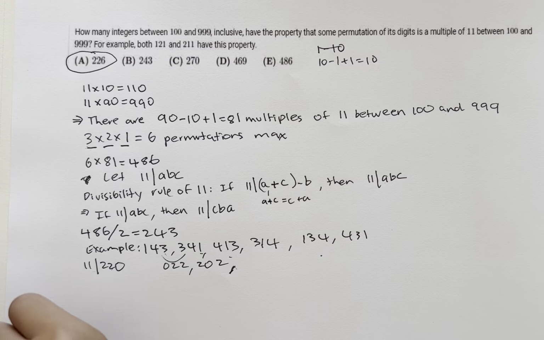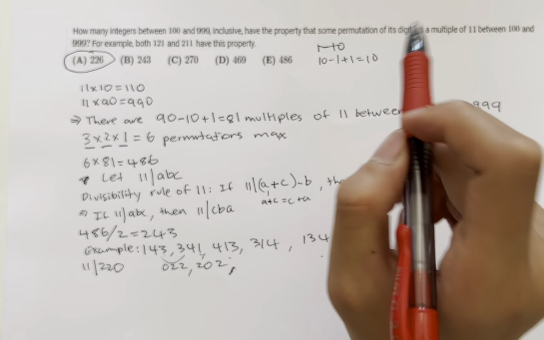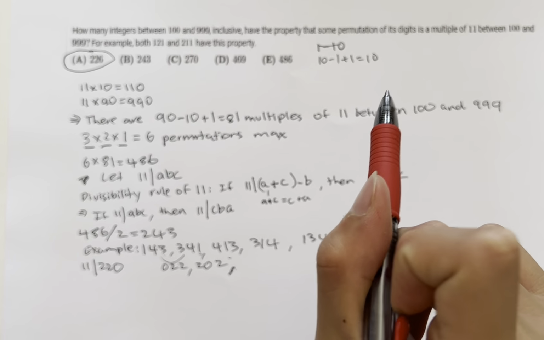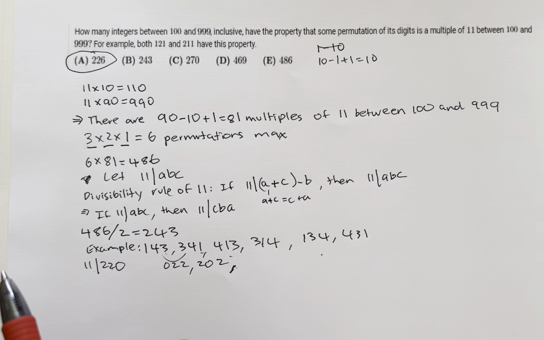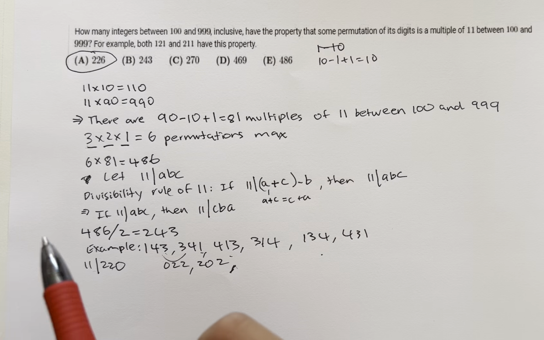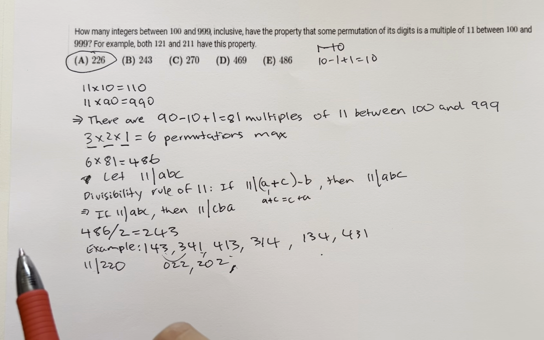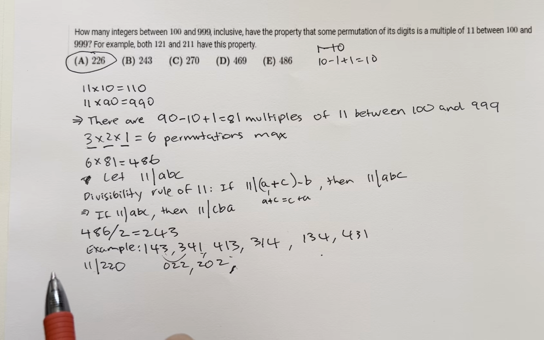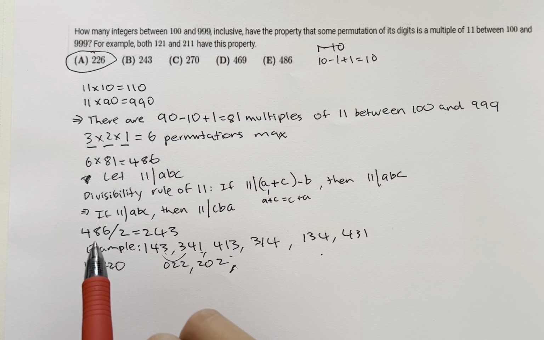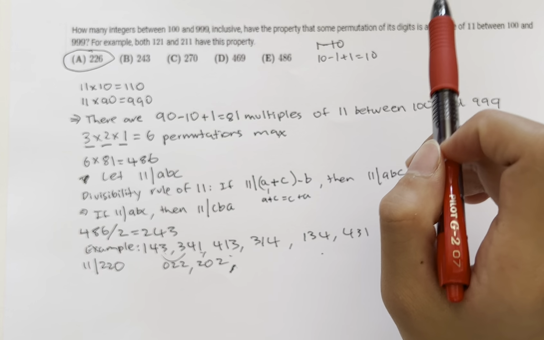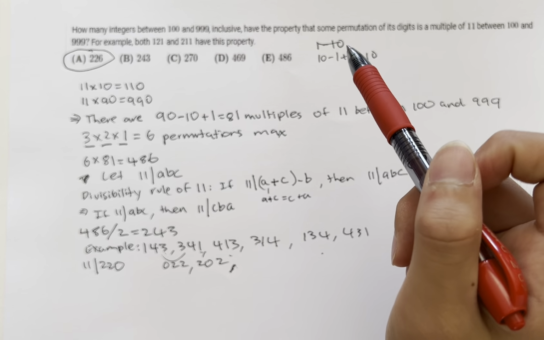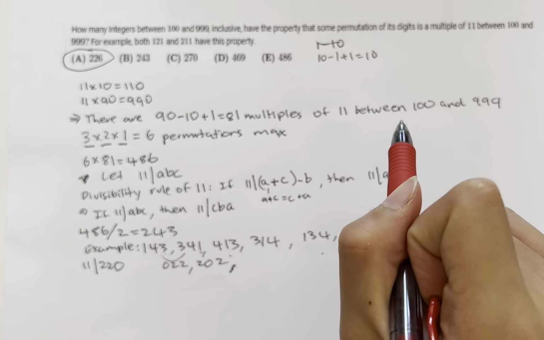The key part of this problem is that, first, you notice there are 81 multiples of 11 between 100 and 999. Then there are 6 permutations for each number, 3 times 2 times 1. So 6 times 81 equals 486. But the trick with this problem is noticing that if 11 is a factor of ABC, then 11 is a factor of CBA.